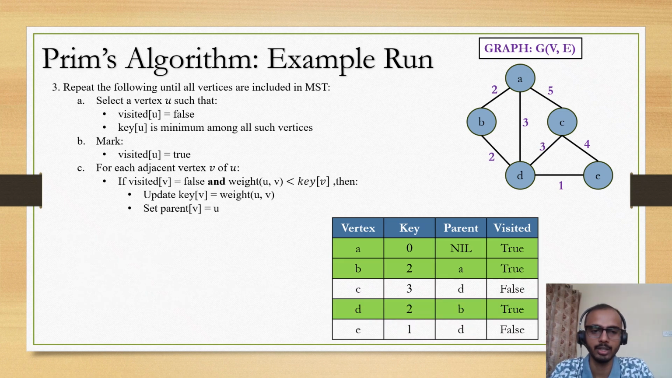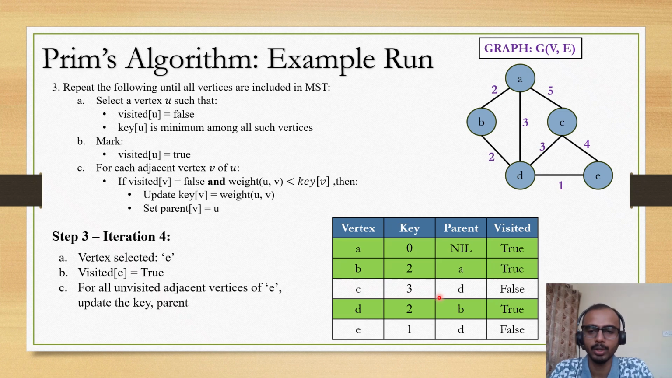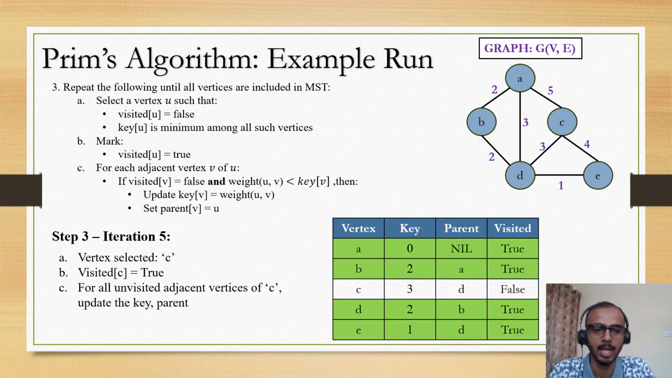Going to iteration 4, we need to choose the minimum value. From here we choose vertex E and make visited true. Then for the unvisited vertices, C, is it unvisited? Yes, the CE value is 4, but C already has a lesser key of 3, so we are not going to update anything. D is already visited, so there is nothing to be done in this step. Final iteration 5: there is only one vertex to be selected, which is C, and we make it true. There are no unvisited adjacent vertices for it, so we exit.